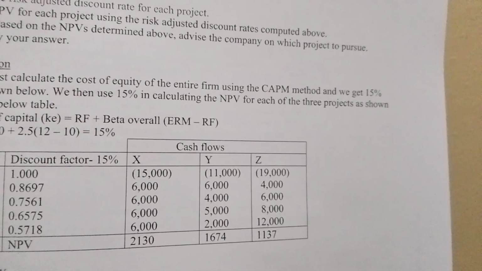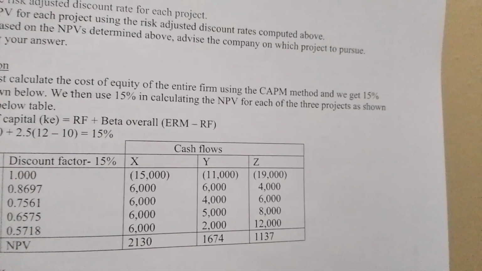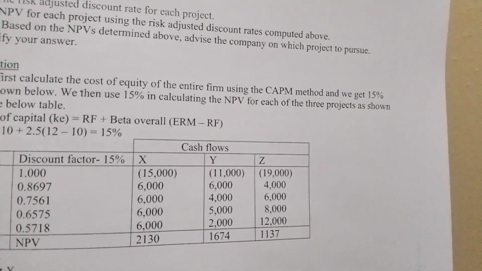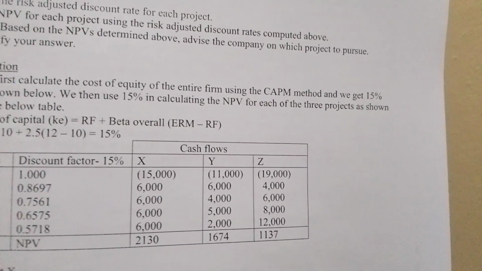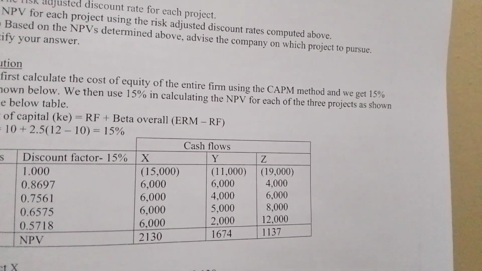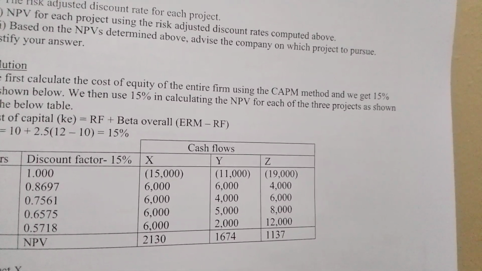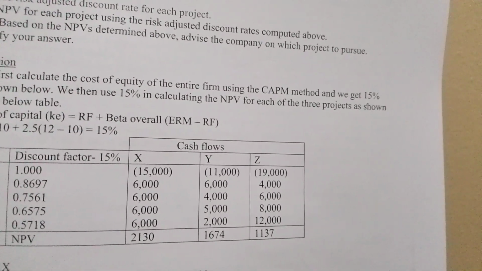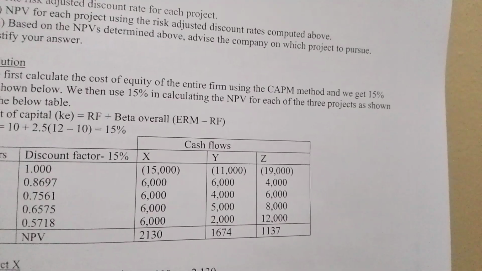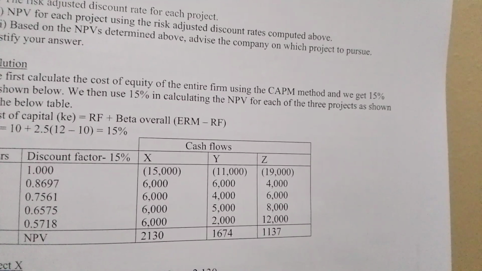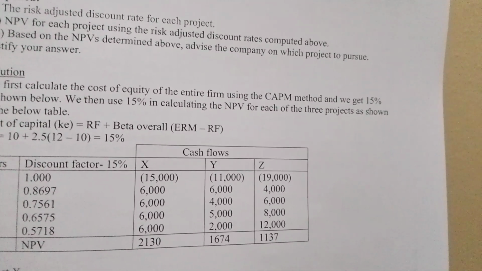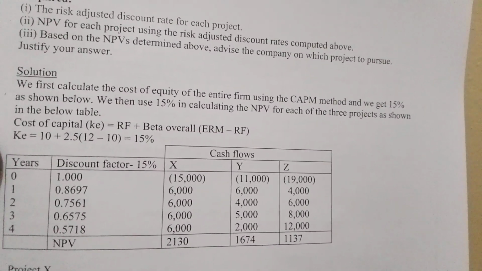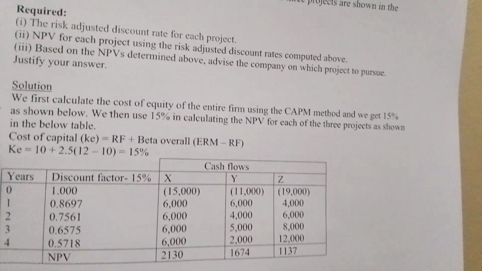Then cash flows for project Y, initial capital outlay 11,000. The cash flows here are irregular: 6,000, 4,000, 5,000, 2,000. The net present value is 1674, which we will calculate. And then the cash flows for Z, initial capital outlay 19,000, then 4,000, 6,000, 8,000, 12,000. The net present value, which we will calculate, is 11.7.